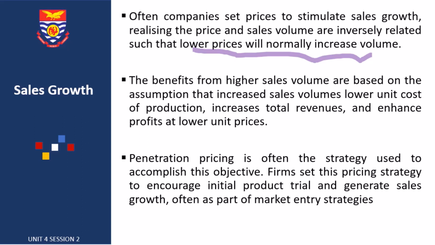You realize that when you sell more, you divide the amount you have incurred in production by the number of units you have produced. When more is being sold, the unit cost reduces, and when less is sold, the unit cost of production increases. Also, when sales volume increases, it also increases the total revenue, that is the total sales which is being made. And a higher sales volume also increases profits at a lower unit price.